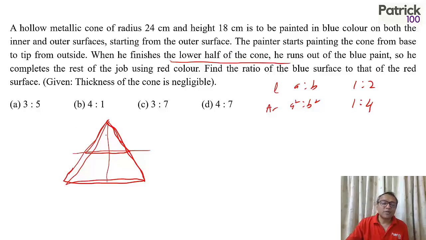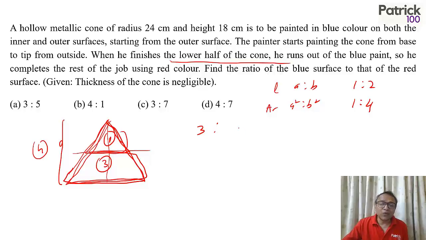A square is to b square. That means the area of the upper half of the cone is 1, the area of the whole cone will be 4, so the lower half will be 3. Upper half is 1, whole cone is 4, so lower half is 3. You're painting the lower half of the cone with blue paint, which is 3. The rest you are painting red: the upper half 1 plus the inside area 3 makes 4. That is the red paint. So the ratio is 3:5. Option A.